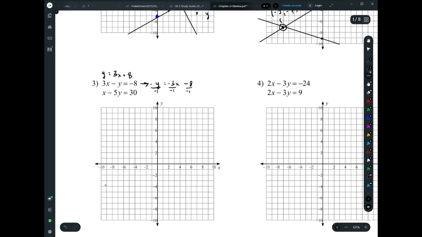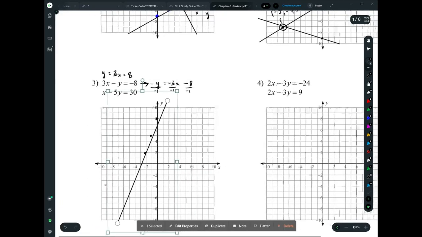So graph that one, up 3, 1, 2, 3, or down to the left. So don't be afraid if you run out of space. Connect those together, bada bing, bada boom. Line it up here. And there's the first one.